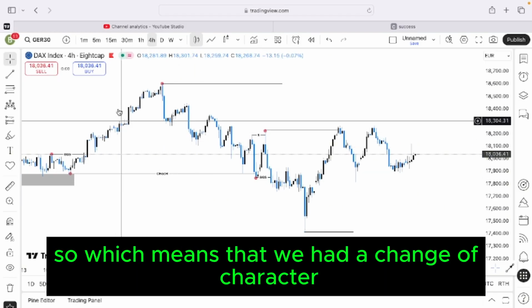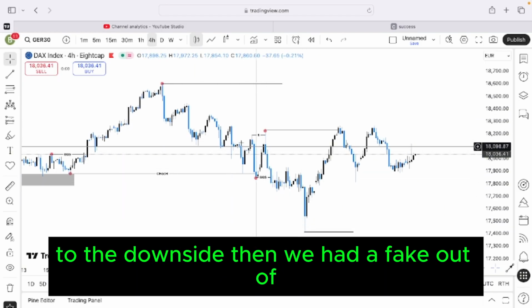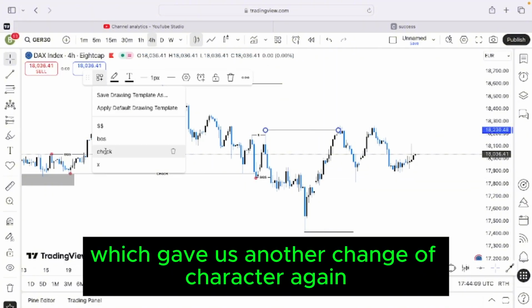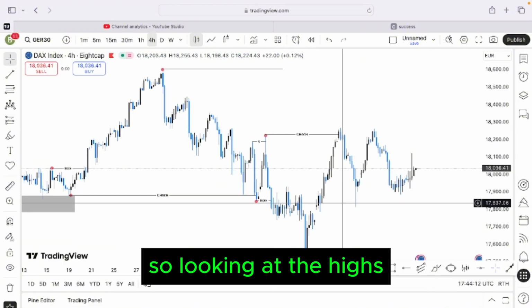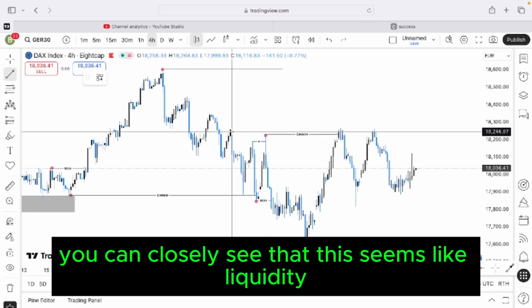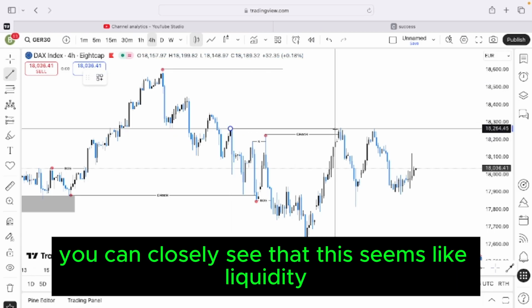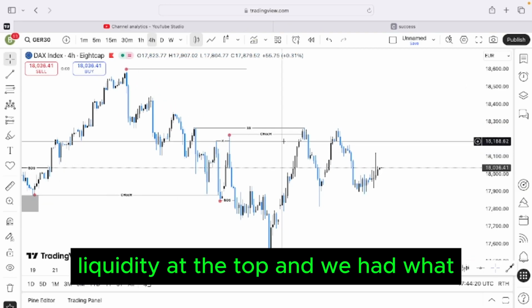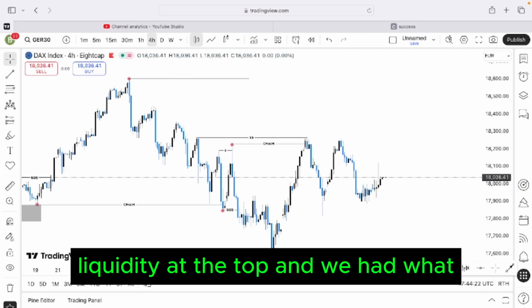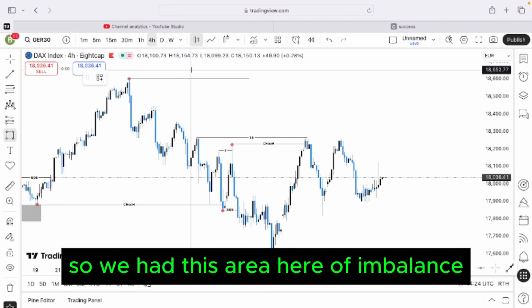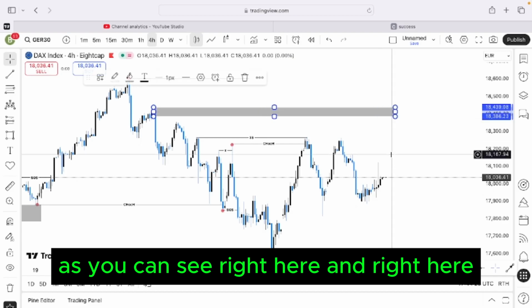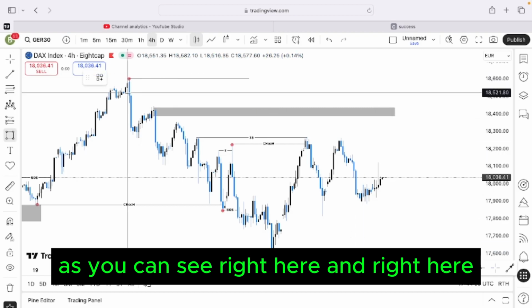So which means that we had a change of character to the downside, then we had a fake out, of which it gave us another change of character again. Looking at the highs, you can closely see that this seems like liquidity, equal highs, liquidity at the top. And we had what? So we had this area here of imbalance, as you can see right here and right here.